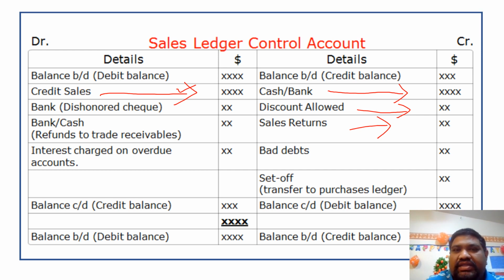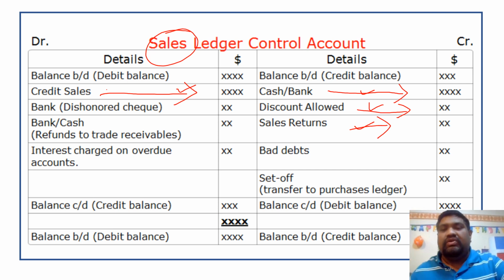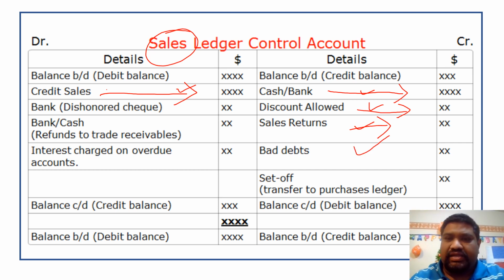Understand? So this sales ledger control account is completely about the customers, trade receivables in simple words. To remember, wherever the credit sales are there, we receive the cash. If we are giving a discount, that is discount allowed. If the goods are not good, we get some goods returned. If some customers say that they cannot pay the amount, in that case we go for bad debts. What is the meaning of bad debts? It means irrecoverable debts. The business is unable to collect its debts from the customers. Those turn into bad debts.